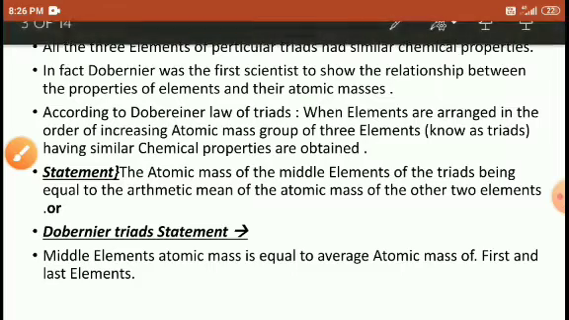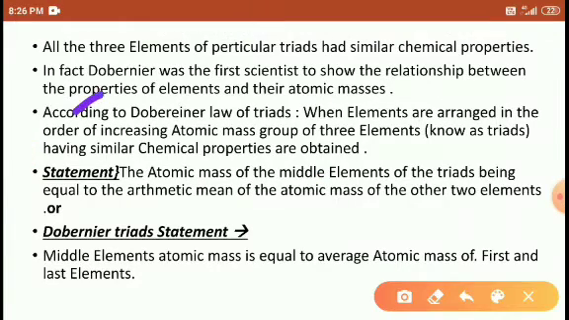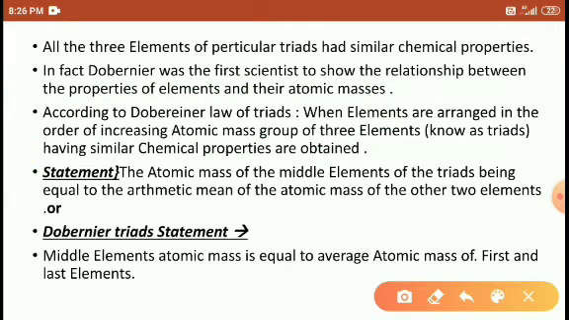I will show you the example, students. No problem. I will show you an example. Don't worry. In Döbereiner's law of triads, elements were arranged in order of increasing atomic mass. Three elements he called a triad. Already I discussed this. And this triad exhibits similar chemical properties.